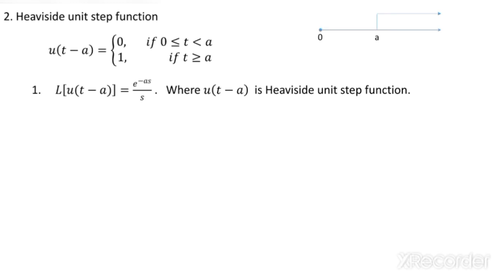So if I want u of t minus 3, where a is 3, then it is e power minus 3s by s.